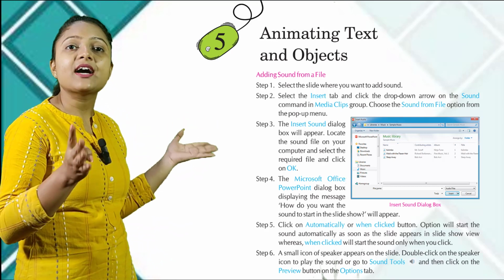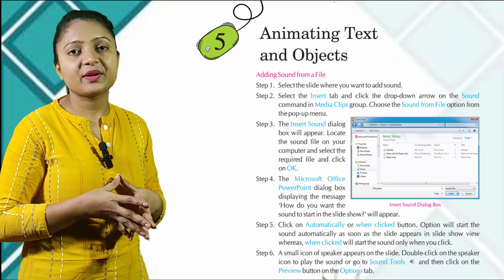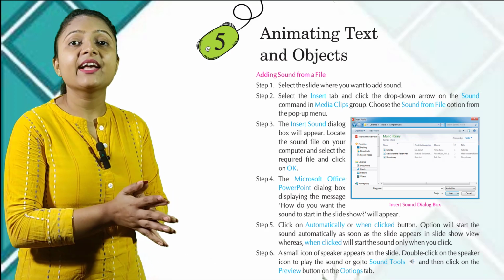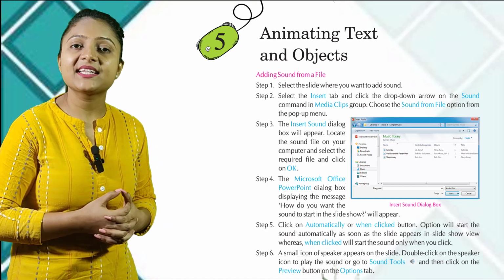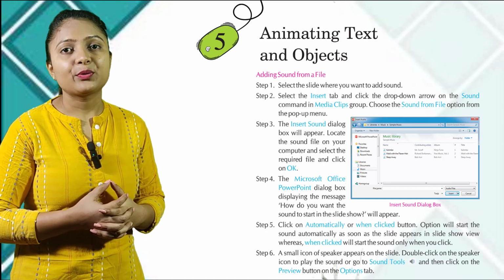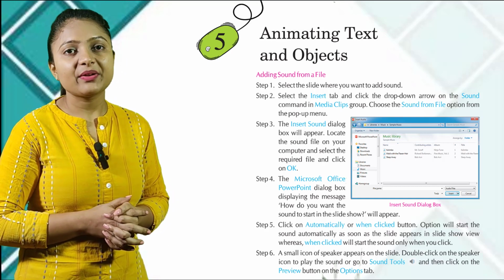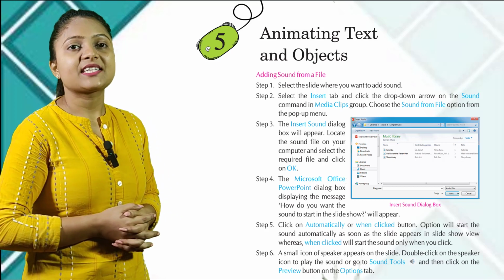Step 6. A small icon of speaker appears on the slide. Double click on the speaker icon to play the sound or go to sound tools and then click on the preview button on the options tab.